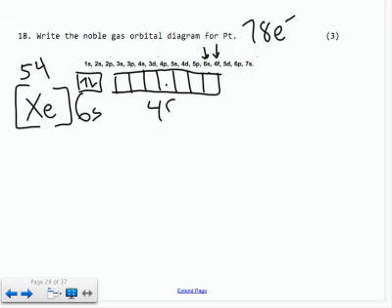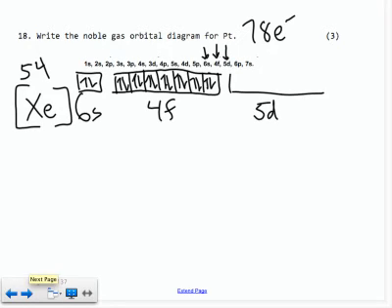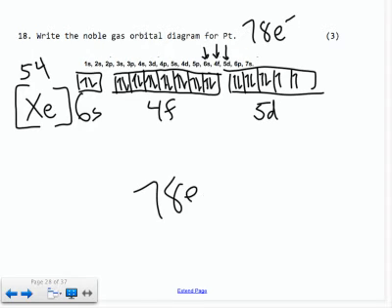And we're going to fill those all up. Okay, 2, 4, 6, 8, 10, 12, 14. So I've got 54 plus 2 is 56, plus 14, that gets me to 70. The next level in the sequence is 5d, so this is going to be 1, 2, 3, 4, 5 boxes. So I'm up to 54, I'm up to 70, so I need 8 more. 1, 2, 3, 4, 5, 6, 7, 8. So the last 2 boxes only have 1 electron each. That gets me to 78 electrons.